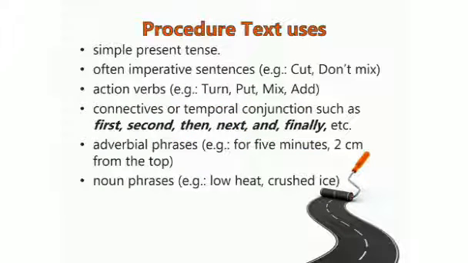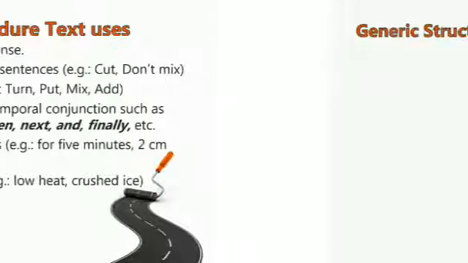Procedure text uses simple present tense, often imperative sentences, action verbs, connectives or temporal conjunctions such as first, second, then, next, and finally, etc. It also uses adverbial phrases and noun phrases.